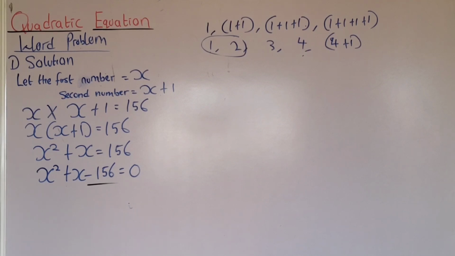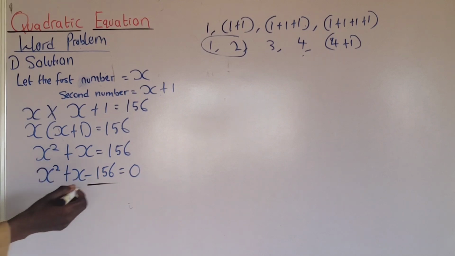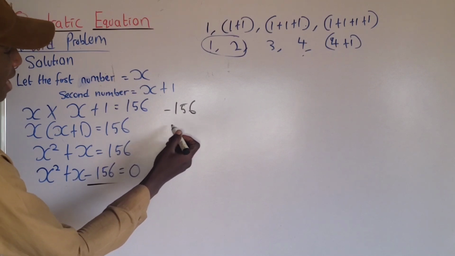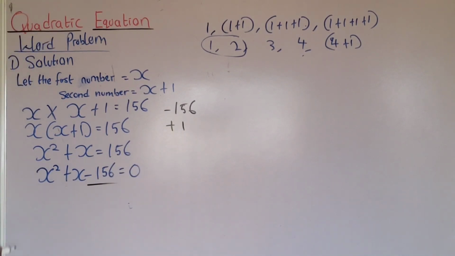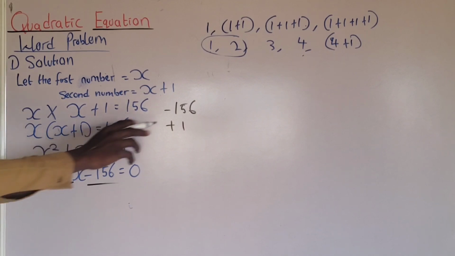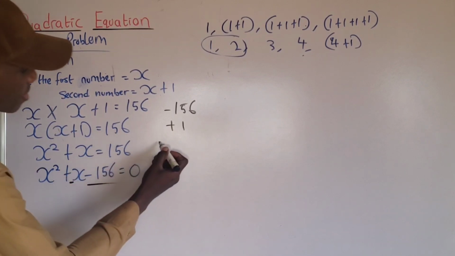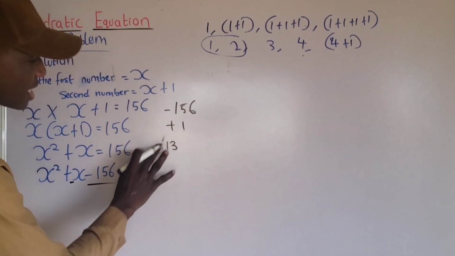Okay, now, so what are the two numbers such that if I take their product, I'm going to have minus 156, and if I sum them together, I'm going to have plus 1? Do you know where I got plus 1? The coefficient of x here is plus 1. You understand? So what are those two numbers? Let's check. The two numbers are plus 13 and minus 12. You understand? Plus 13 and minus 12. So let's check. Plus 13. 13 is also the same thing as plus 13.